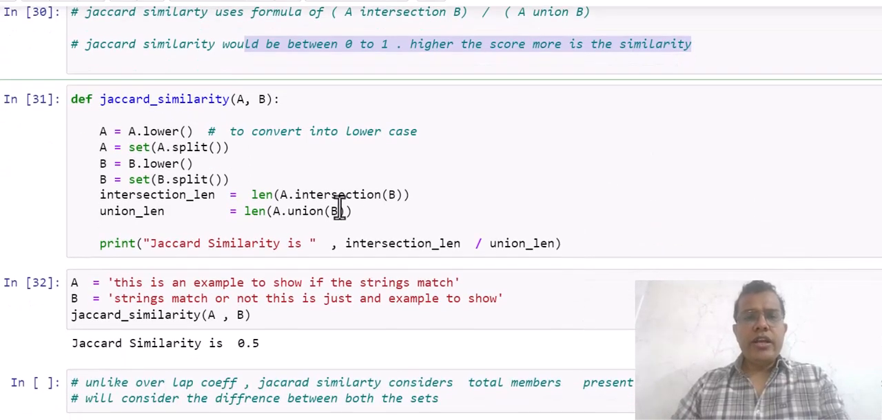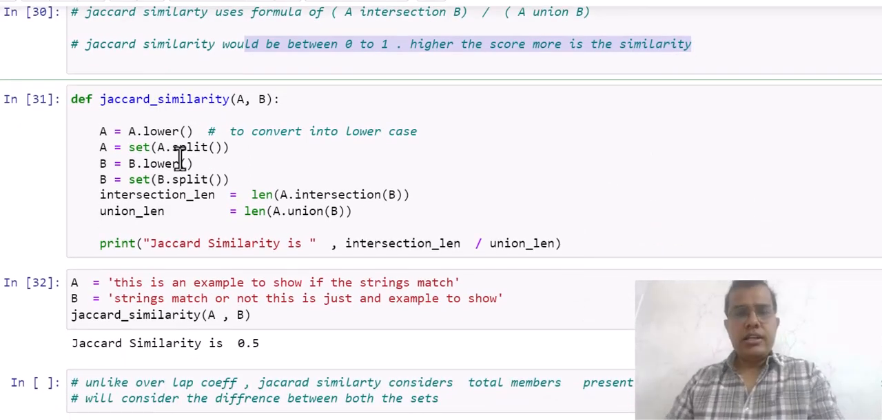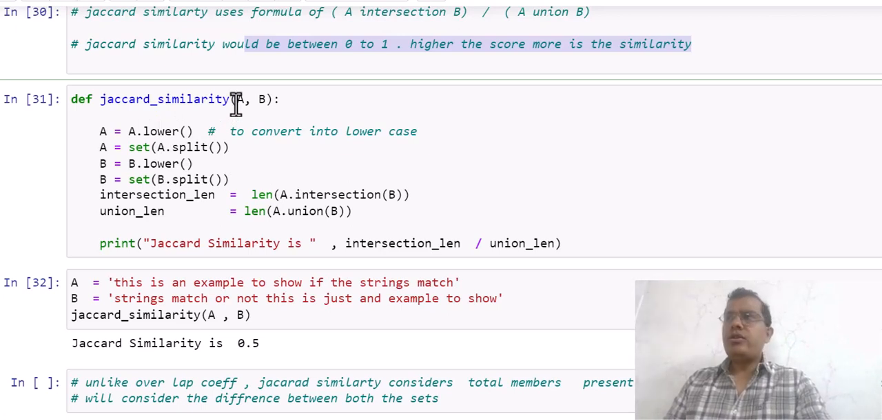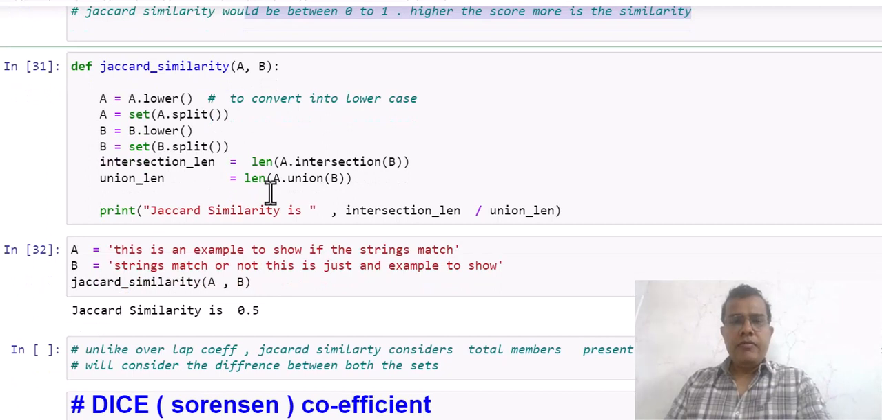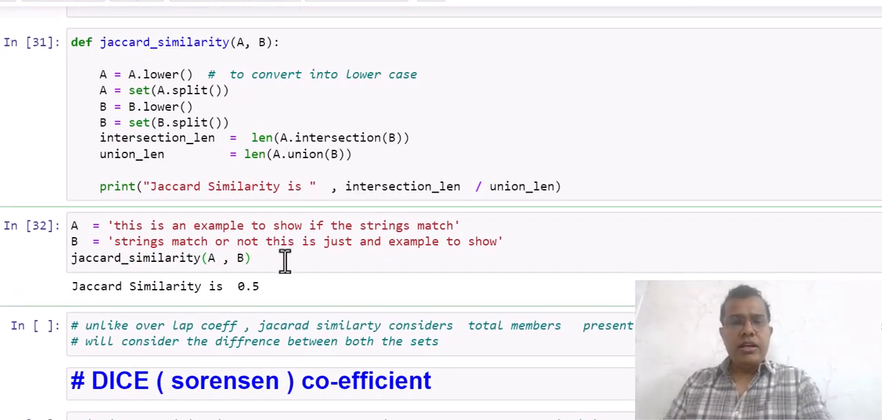So what I've done, I've quickly created a user-defined function, Jaccard similarity. It takes two strings as the input, converts them into lowercase, splits them, finds the intersection, and then you can find the similarity. So at line number 32, you can see this is an example.